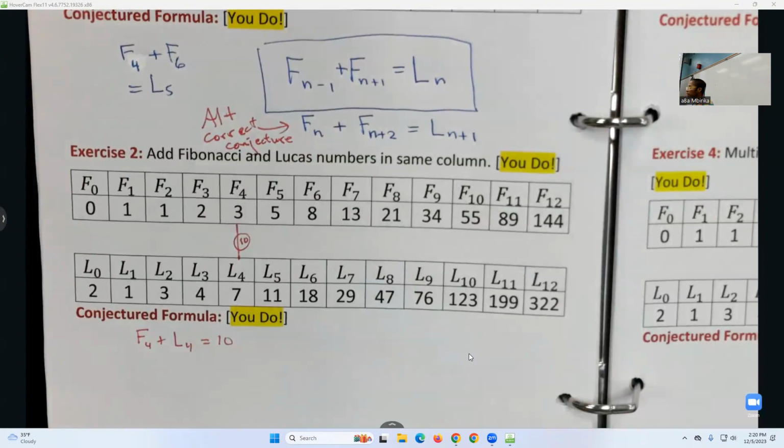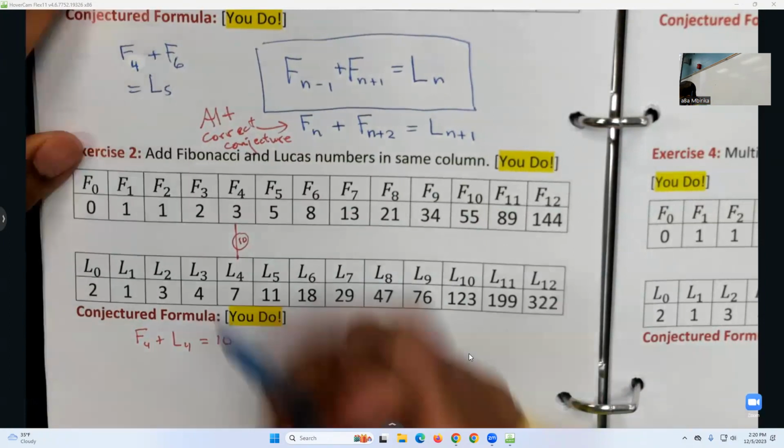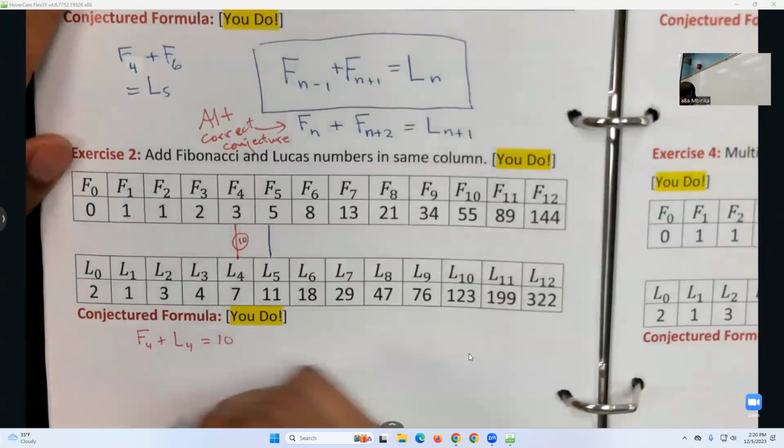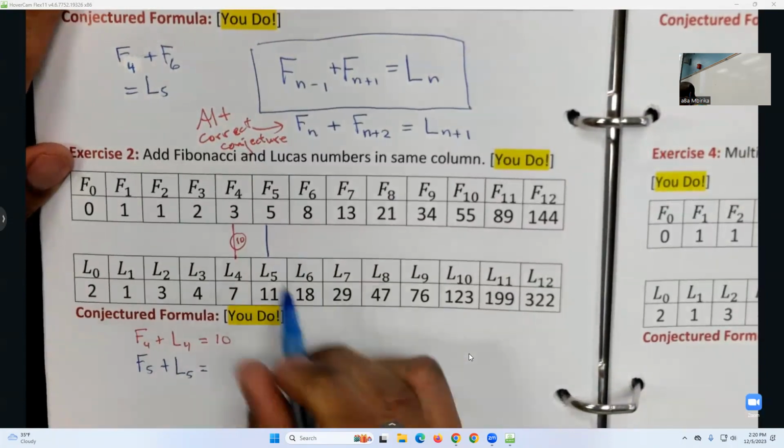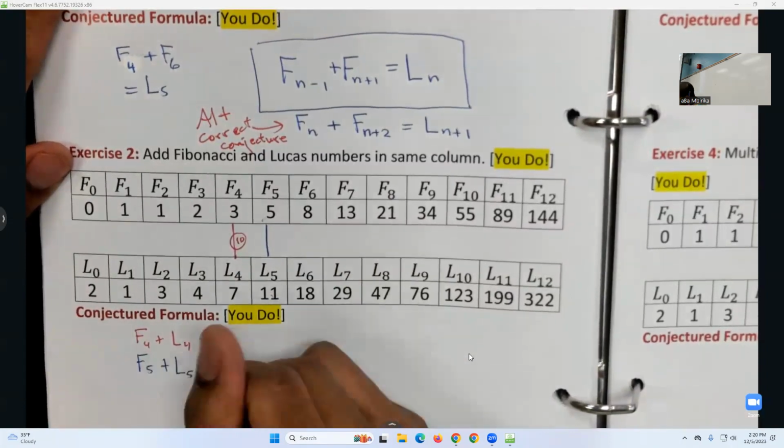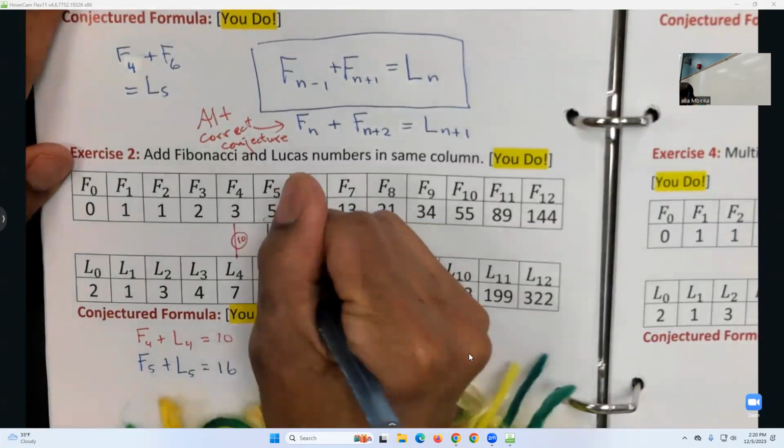But that's okay. We're building data. We're going to conjecture something else then. How about F5 plus L5? We get 5 plus 11, which is 16. Then we scan the bottom row.